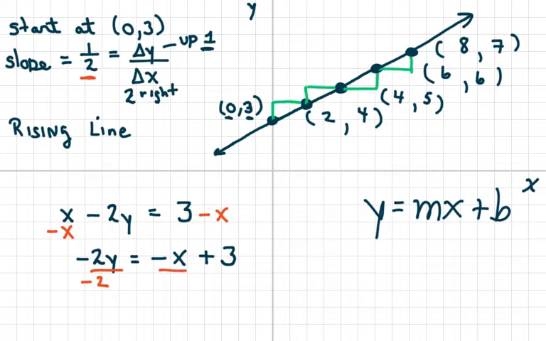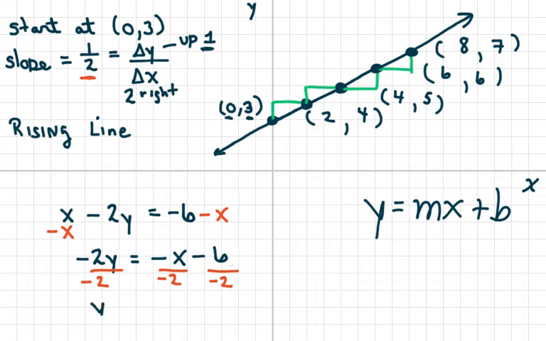Negative 2. Oops. And that tells me I had my original problem wrong up here. This was a negative 6. I started with x minus 2y is equal to negative 6. And now I'm going to go through and divide everybody by negative 2.